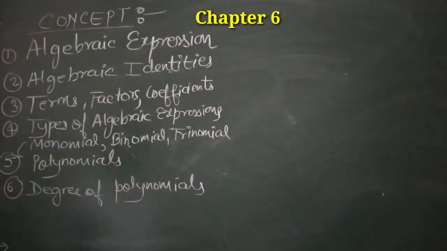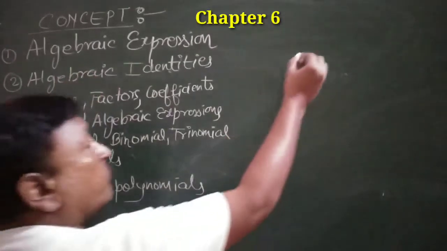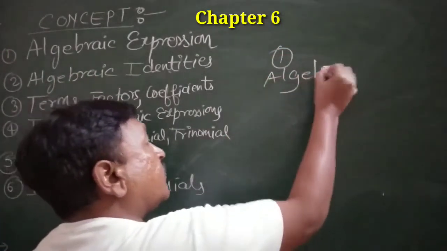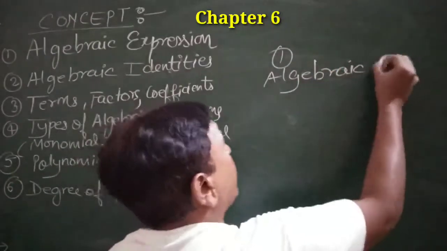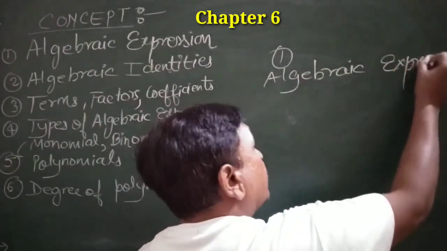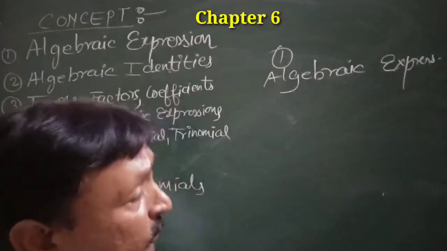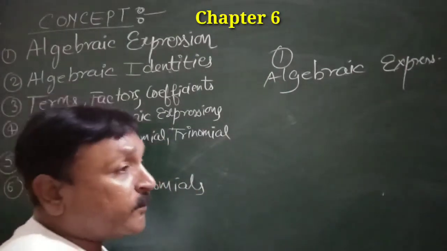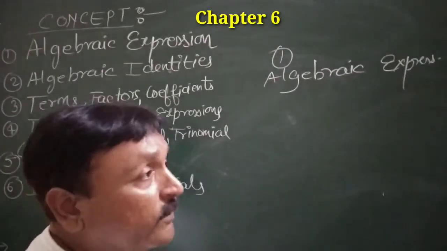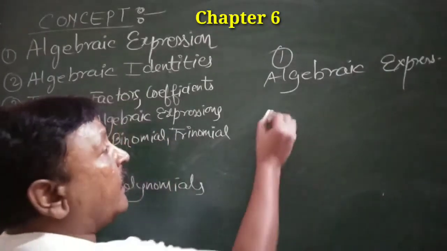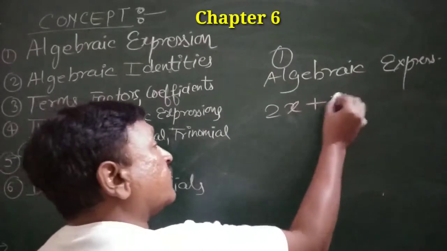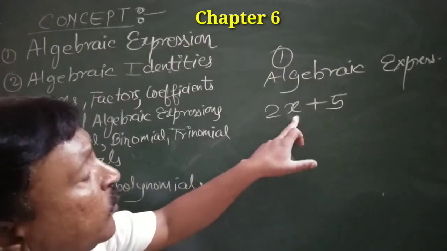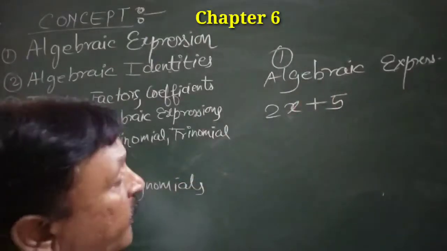So first of all, see for first, algebraic expression. Any expression which is formed of numbers and alphabets, means any expression which is formed of constants and variables is called an algebraic expression. Suppose this is formed of constants and variables, so it is an algebraic expression.